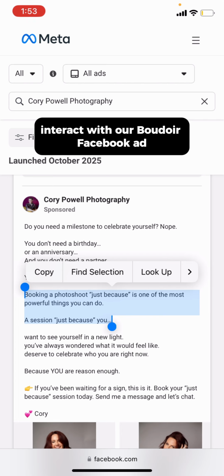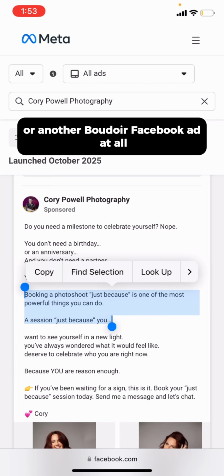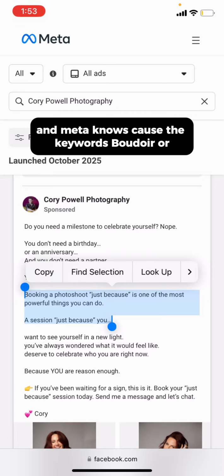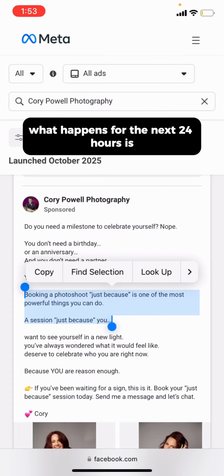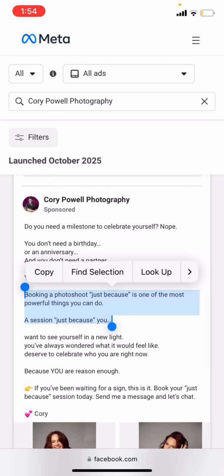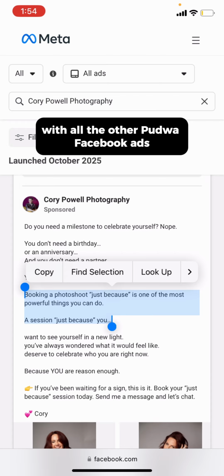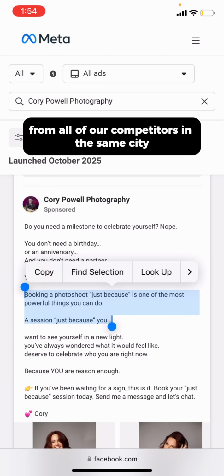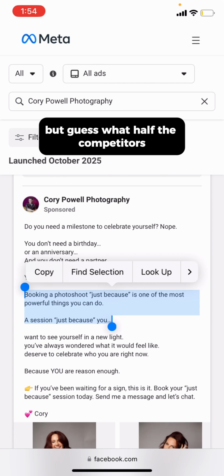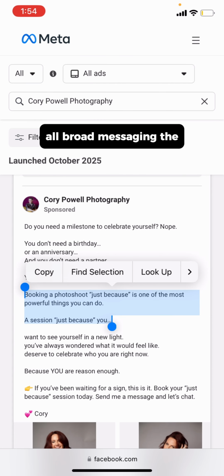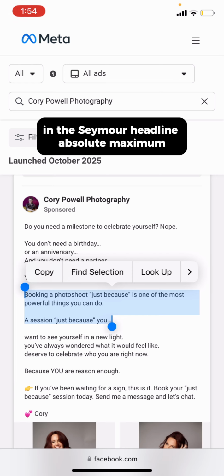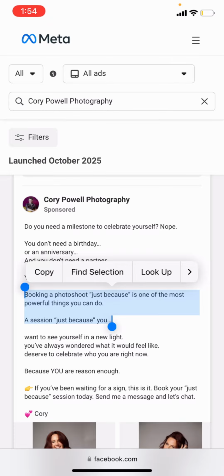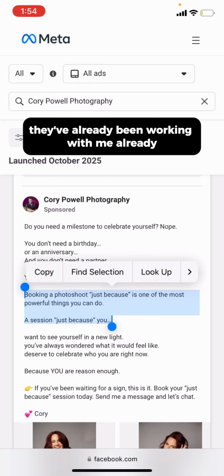when the women in our city interact with our Boudoir Facebook ad or another Boudoir Facebook ad at all, and Meta knows because the keyword is Boudoir, or those keywords. What happens for the next 24 hours is they're being pounded on Facebook, on Instagram, in their feeds with all the other Boudoir Facebook ads from all of our competitors in the same city. But guess what? Half the competitors, all broad messaging. The absolute maximum they will have is 2 out of 4 of these specific attributes in the See More headline, absolute maximum. So basically everyone's got broad messaging, unless they've already been working with me.